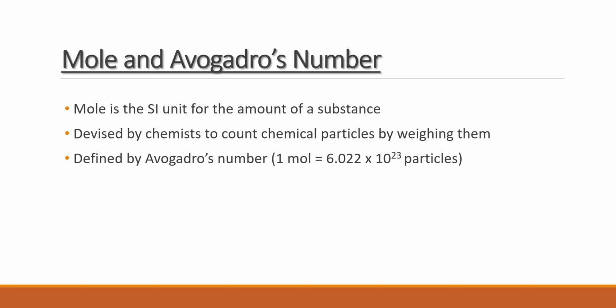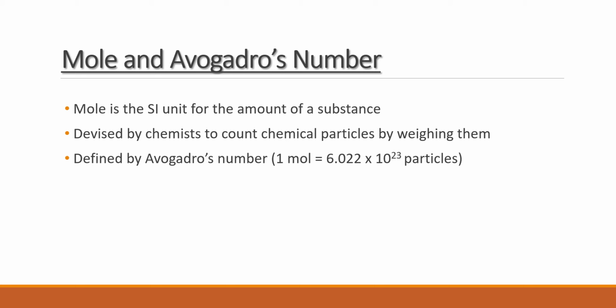Well, if you remember back from Chapter 1, when we were talking about physical quantities and SI units, the mole was the SI unit for the amount of a substance. The mole was devised by chemists so that they could count chemical particles simply by weighing them. So how exactly do they do that? Well, first off, they define the mole by using Avogadro's number.